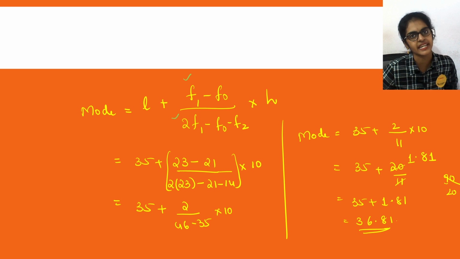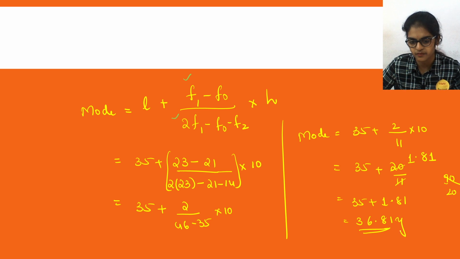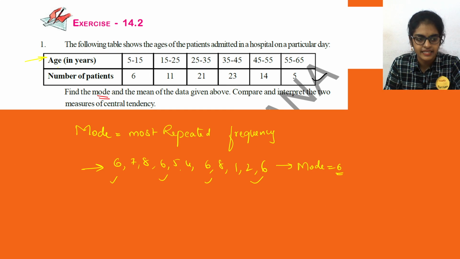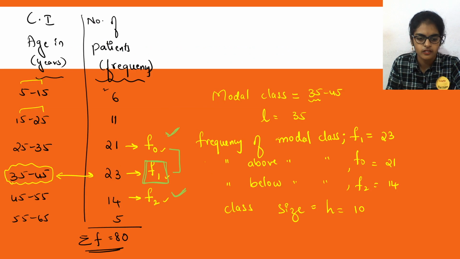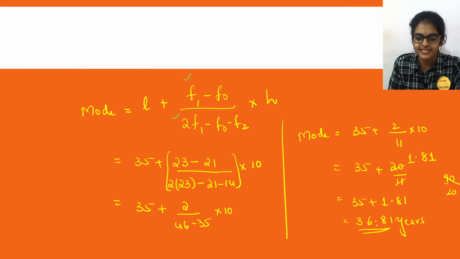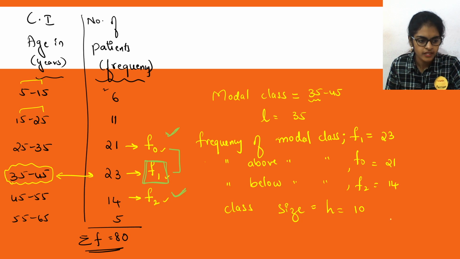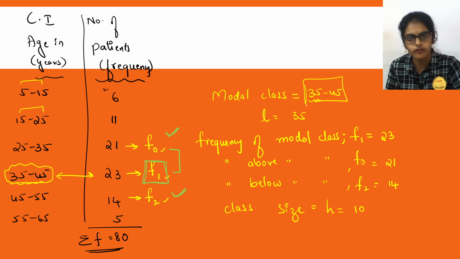So 36.81 years. Why are we taking years? Because the age is given in years. Okay, so that is the reason. Now the mode is 36.81 years. And one more important check you can do, the mode of the data always lies in the modal class. The modal class you have chosen is 35 to 45.